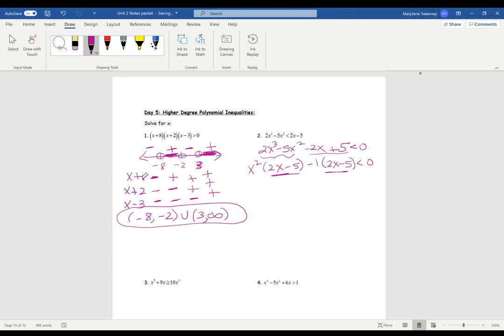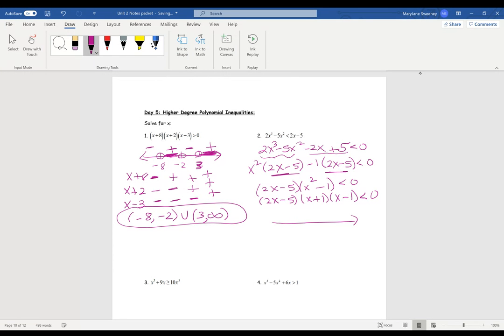Now I can pull out the 2x minus 5. When I pull it out of the first, I just have x squared left. When I pull it out of the second, I just have a -1 left. Now, x squared minus 1 is a difference of 2 perfect squares. So I have to factor it to x plus 1, x minus 1.